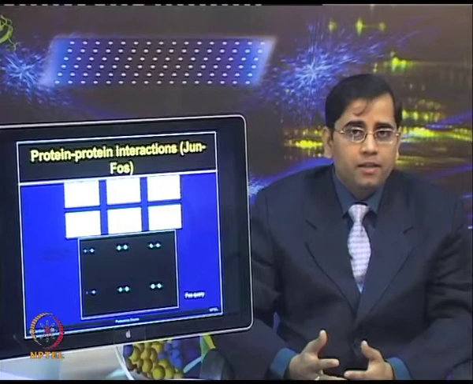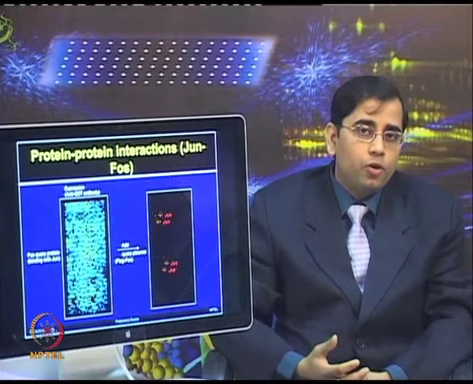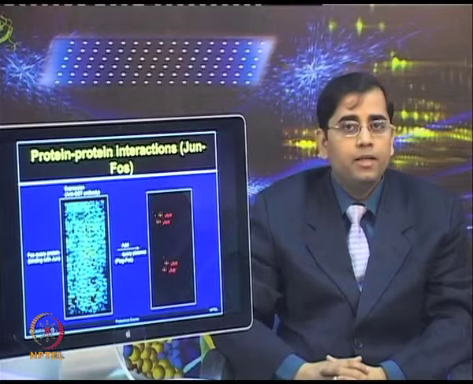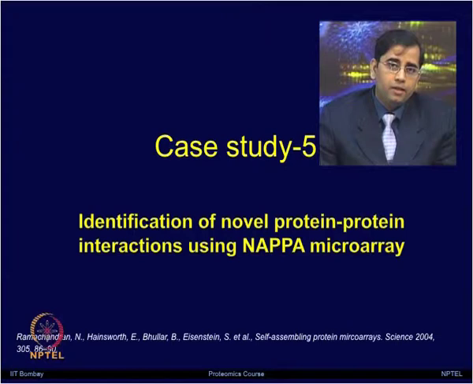Now, the previous array was a small test array, but this slide shows you a high density array. Again, we want to test the protein-protein interaction of the JUN-FOS protein pair. The students in this study used FOS as a query protein and then identified JUN, printed 4 times on the chip, as the target. So, JUN-FOS was again used as the model system to demonstrate how protein-protein interactions can be studied by using cell-free expression based NAPA microarrays. Let us look at some case studies which have used protein microarrays for studying protein interactions.